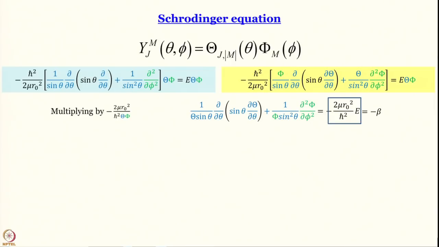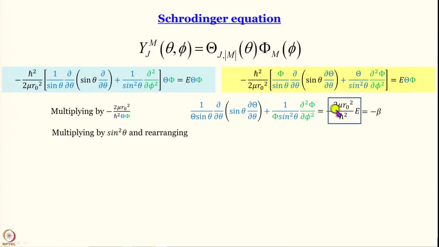Whatever treatment we are doing now is exactly the same thing that is done for the angular part of the Schrodinger equation for the hydrogen atom, right? That is why it is so attractive, other than it describing a rotating molecule in the first place. So, we will write it as minus b. So, what do we do? We multiply by sin square theta, and then we can rearrange, right? Because once we multiply by sin square theta, the first term becomes sin theta by capital theta d d theta of sin theta d theta d theta. Second term becomes 1 by capital phi d 2 capital phi d phi 2.